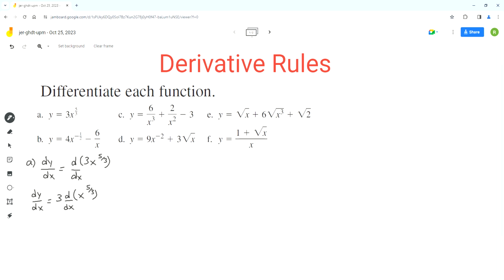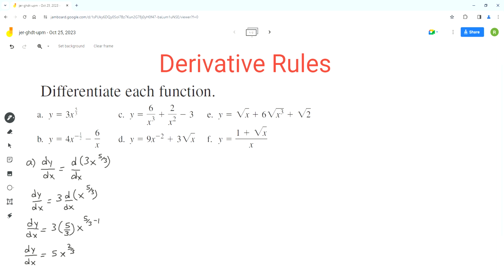And now we can use the power rule of derivatives. So we get dy over dx equals 3 times 5 over 3, and then x exponent 5 over 3 minus 1. So the exponent became the coefficient. Now in the next step, we can multiply 3 by 5 over 3, which is equal to 5, and then x to the power 2 over 3.